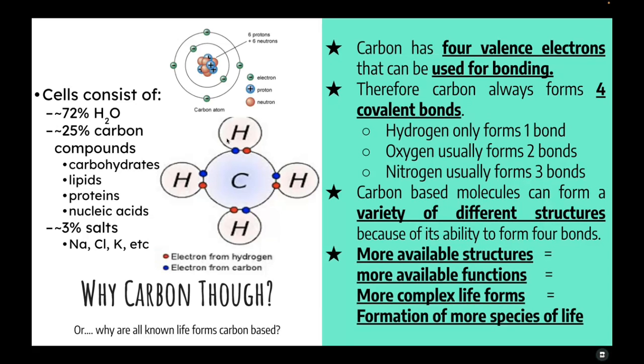And so because it can form up to 4 bonds, there are more available structures, which means more available functions, and it can build more complex life forms, and therefore there could be a formation of more species of life, right? And so remember that structure determines function in molecules, and that's why the more structures available, the more functions available, because structure determines function. You always want to remember that. Alrighty.